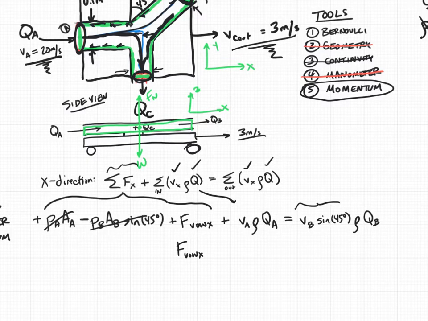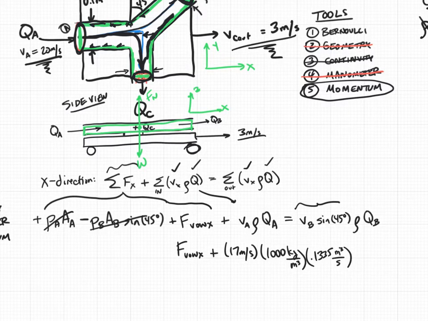Okay, so F_vane,x plus, let's see here, this is 17 meters per second times rho. What's the density of water in the SI system? It's 1,000 kilograms per cubic meter, times Q_A. Well, what's Q_A? It's 0.1335 cubic meters per second.